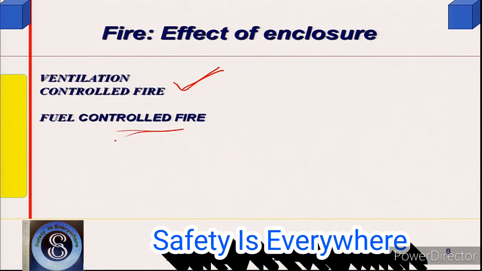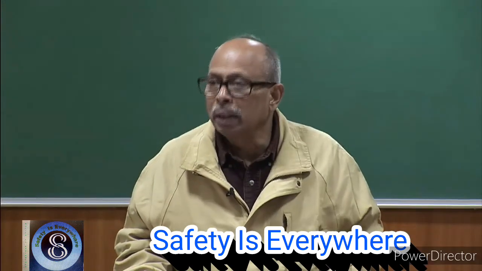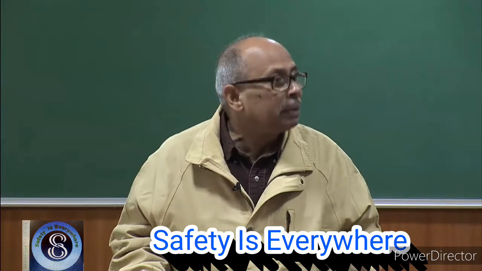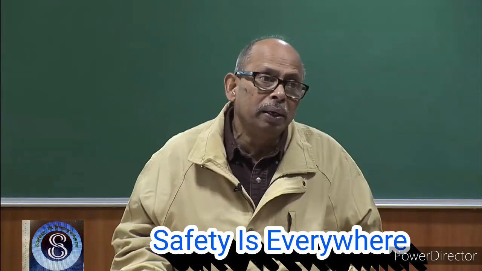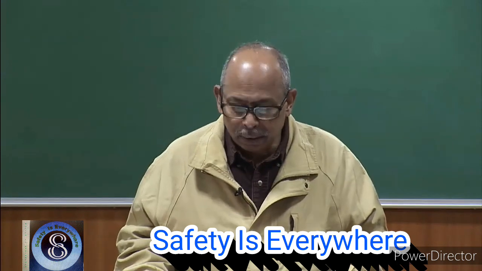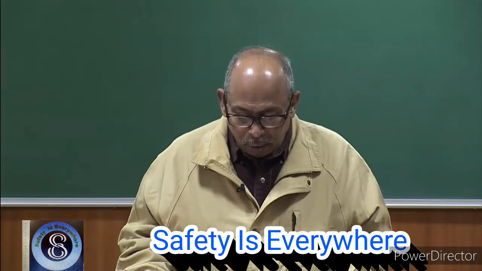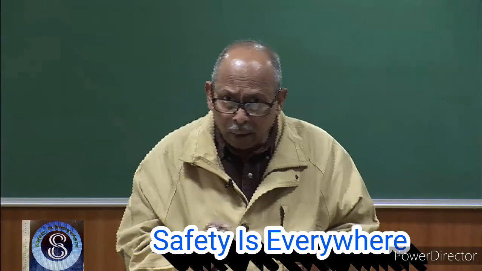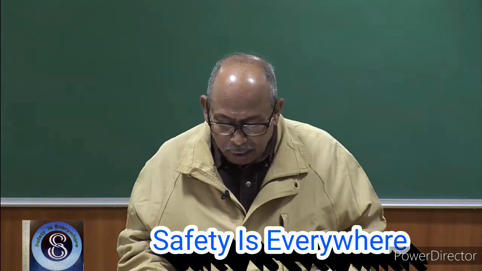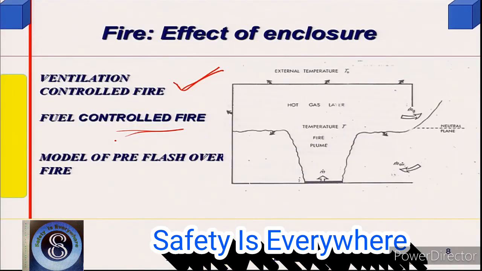So we call that a ventilation controlled fire, where ventilation is in short supply, oxygen is in short supply. And when I have less fuel and a lot of oxygen, we call that fuel controlled. Less fuel we call fuel controlled, less oxygen we call ventilation controlled, right. We will look into that quickly, how we model this. This is how the fire behaves.